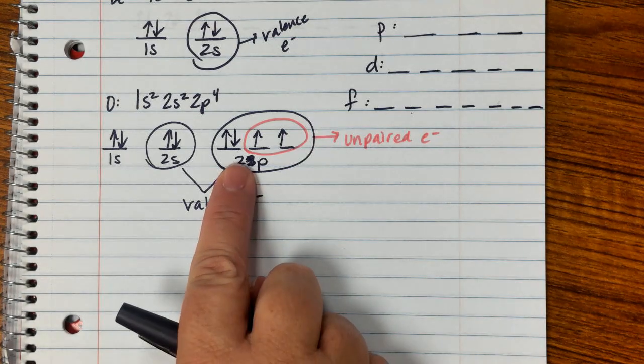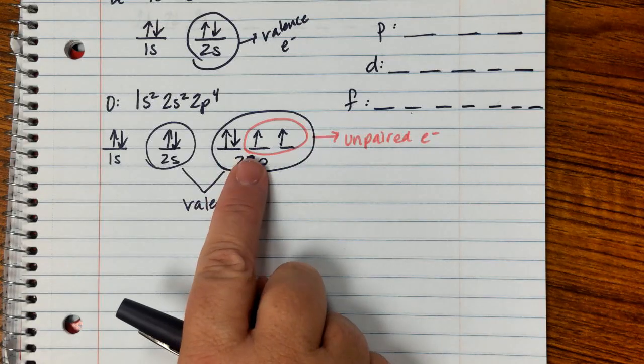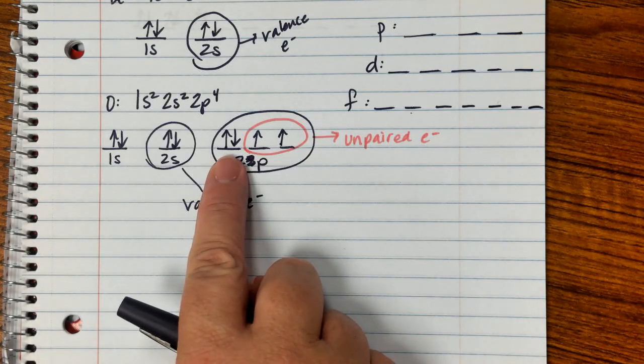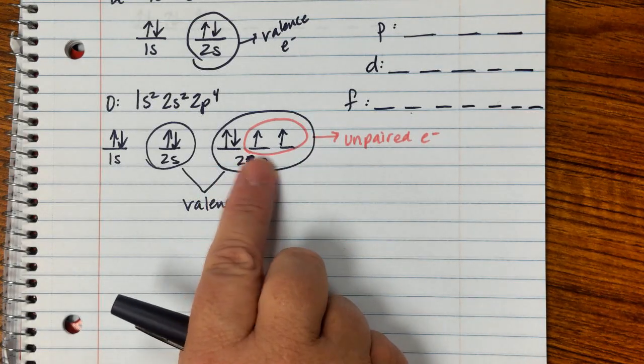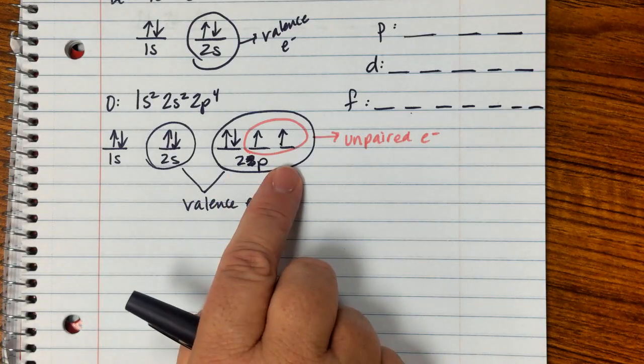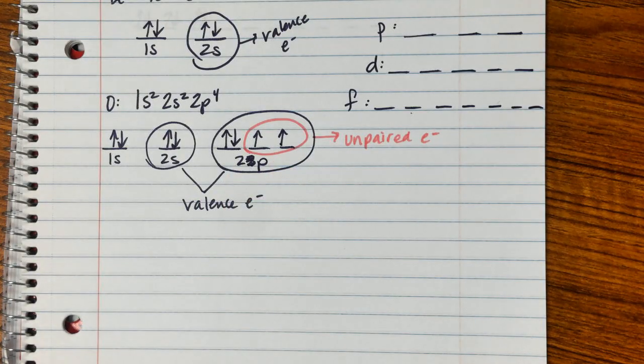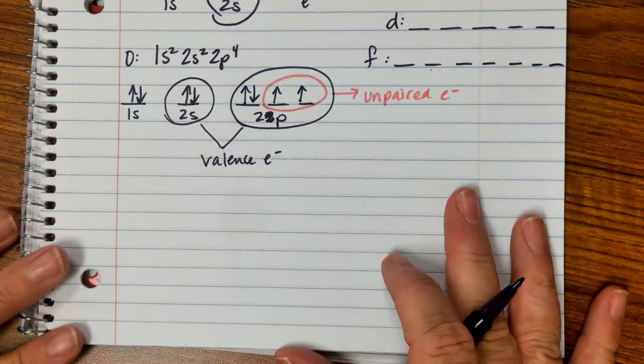What do you mean 3 lines? There were 3 boxes in the bottom. Right, there's 3 orbitals the P has. So we have 1, 2, 3 lines for the 3 orbitals. Okay? The paper meant 3. Okay, last one we're doing.